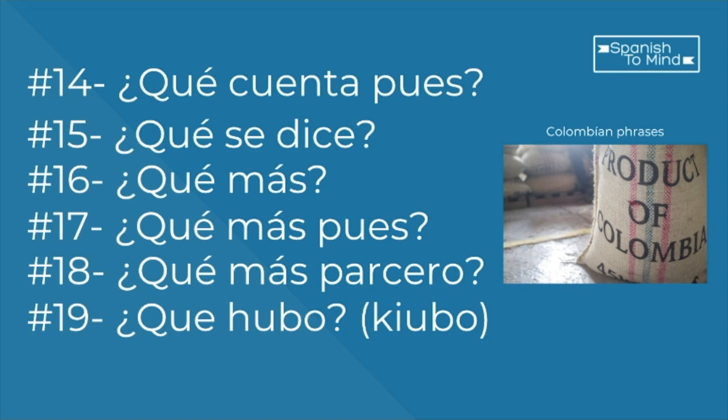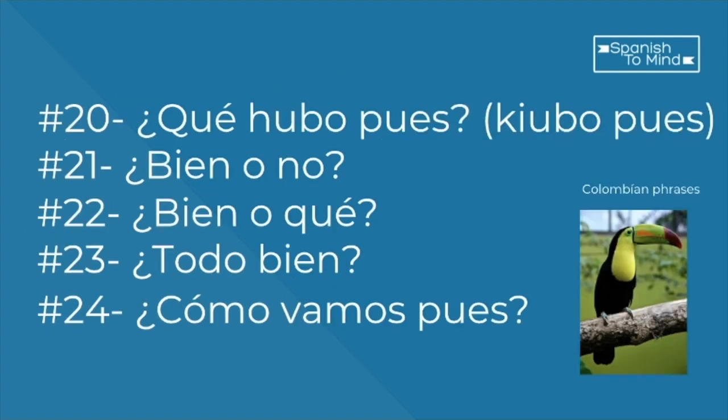¿Qué más pues? ¿Qué más parcero? ¿Qué hubo? Which is mostly pronounced by native speakers like ¿Qué hubo? And these phrases are very popular in Colombia, especially in Medellin city. So if you're in this country or if you talk to someone from this country, you're probably going to hear these phrases a lot. Other phrases are ¿Qué hubo pues?, which people would pronounce as ¿Qué hubo pues? ¿Bien o no? ¿Bien o qué? ¿Todo bien? ¿Cómo vamos pues?